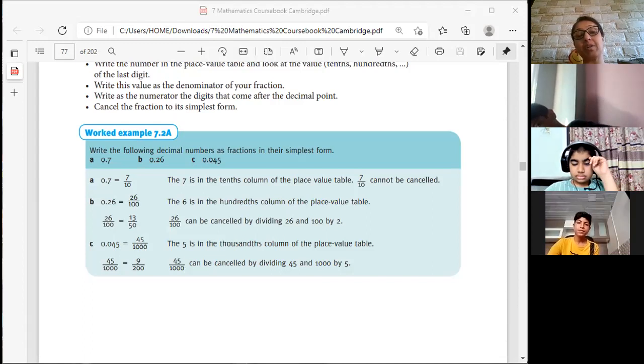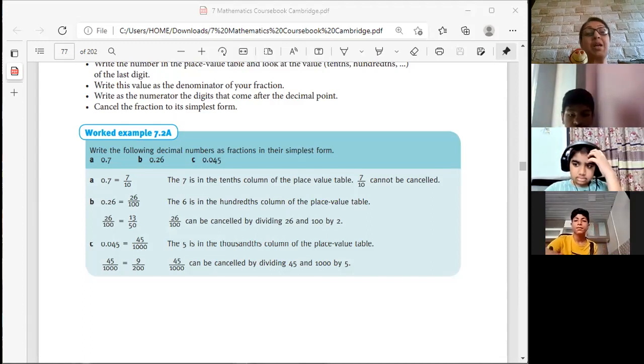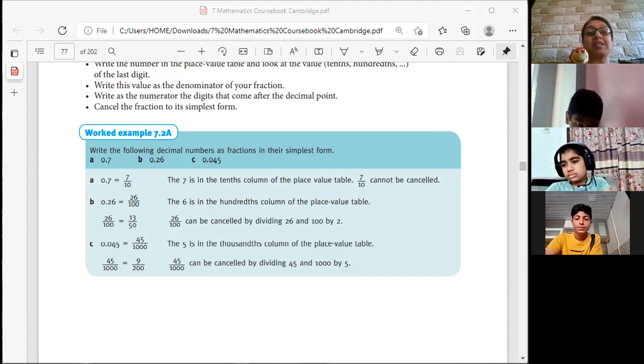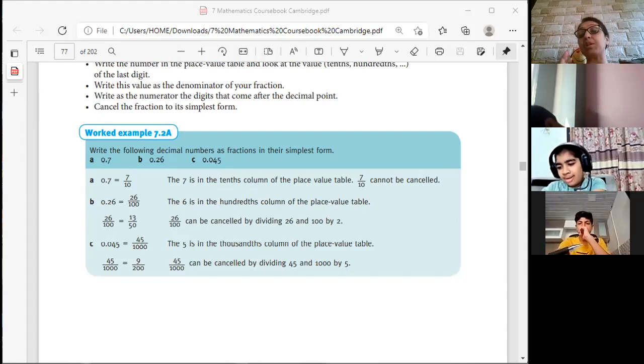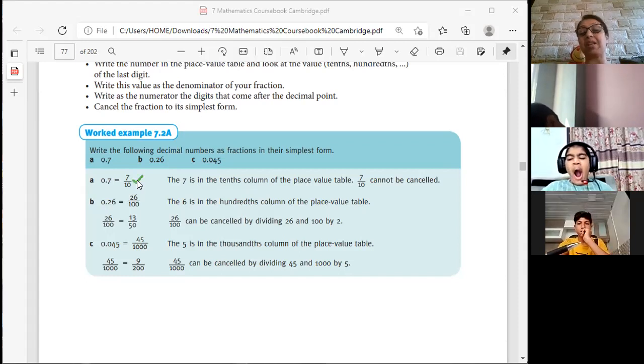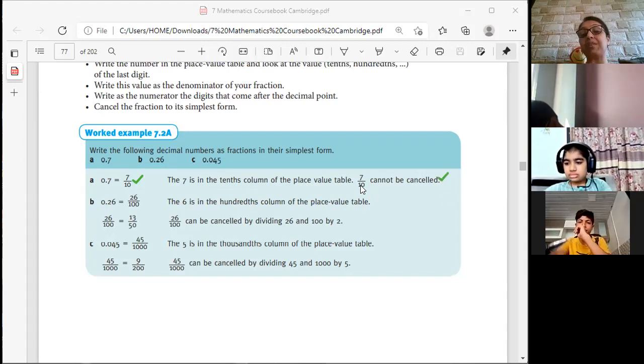Are you understanding what I'm doing? Yes, ma'am. When we are talking about writing it as a fraction, we should know that we have to reduce it to the lowest form. For example, 0.7 is going to be 7 upon 10, but we cannot reduce it further, because 7 is a prime number. So we will write 7 upon 10 only.